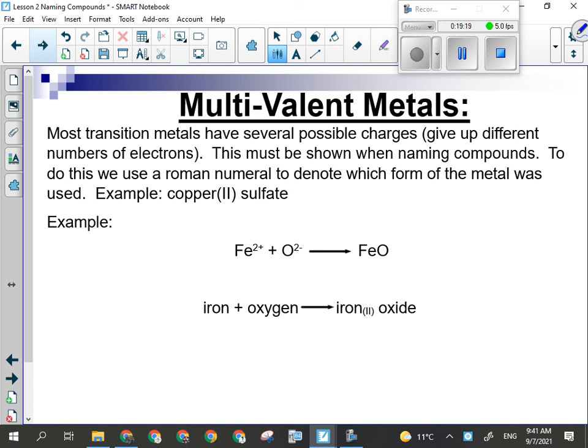All right, now you're probably thinking, so big deal. What's the problem with that? Well, here's the problem with that. Are those compounds the same? What are they called? What would I name them? Iron oxide.